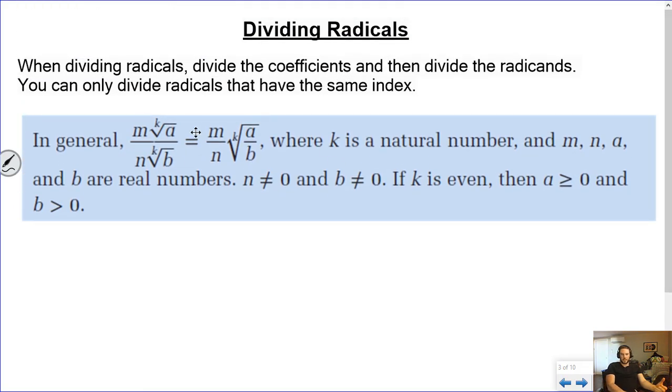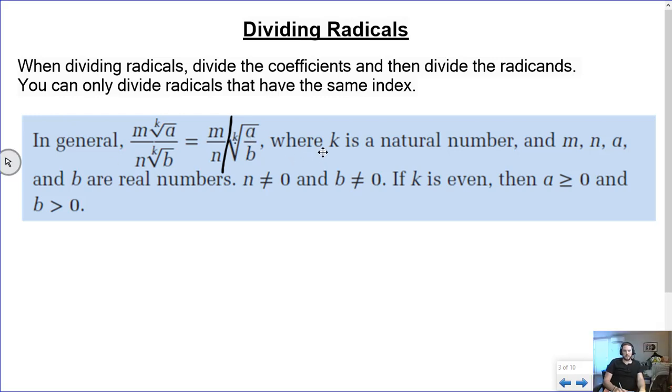So here's our general statement. Some coefficient m times the kth root of a, divided by some coefficient n times the kth root of b, will be equal to, so the m and the n kind of get separated, m divided by n. It's going to be a kth root still. The index is going to be the same, but then the radicands are a and b.